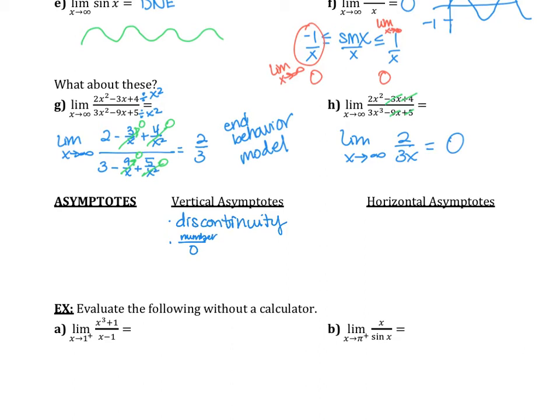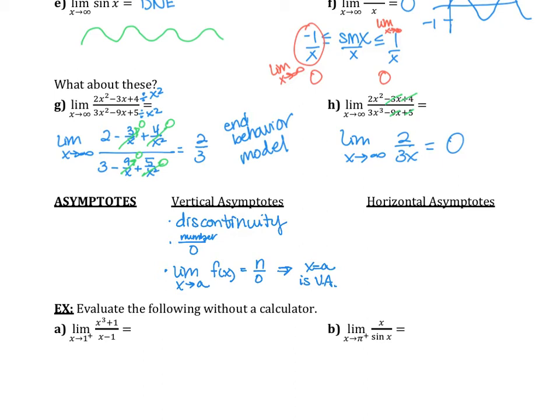asymptote. And here's what we know, is that if I'm taking the limit as x approaches some number a of a function, and the result is n over 0, whatever the number is divided by 0, then we know that x equals a is a vertical asymptote. I'm going to abbreviate vertical asymptote as VA.